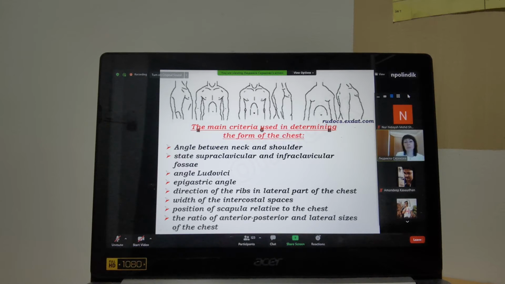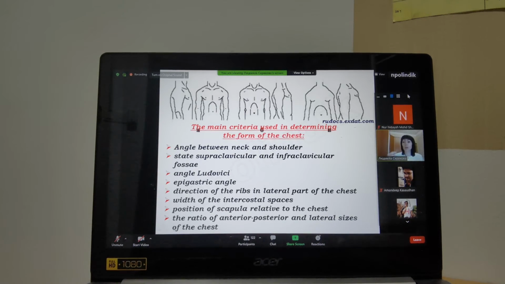At first, I said we will assess the form of the chest. Form of the chest, I think you all explained before, is similar to types of constitution. We have normosthenic, asthenic, and hypersthenic. That is for healthy people. We have healthy, and we have pathological forms of the chest. About healthy, what are the main criteria, what points do we usually use to assess a certain form of the chest? It is the angle between neck and shoulder, it is the condition of the supra- and infraclavicular fossa.